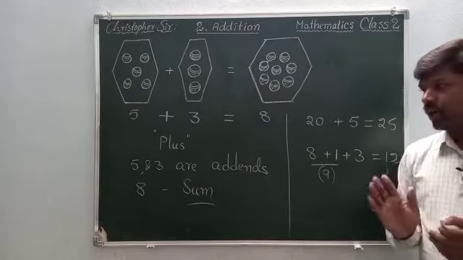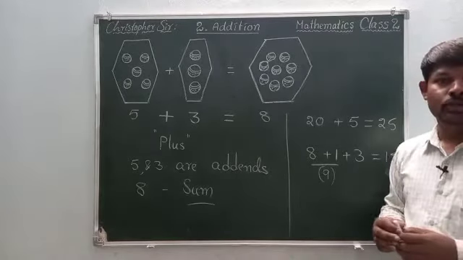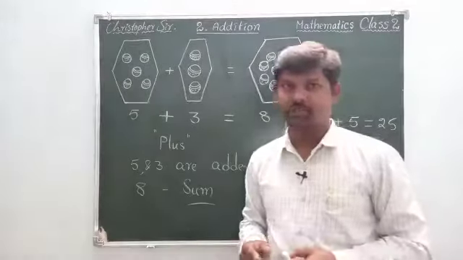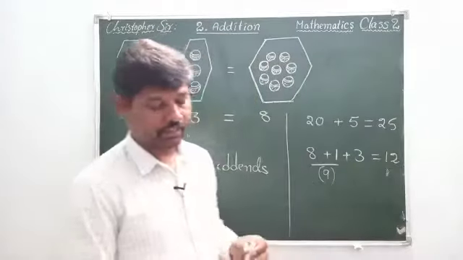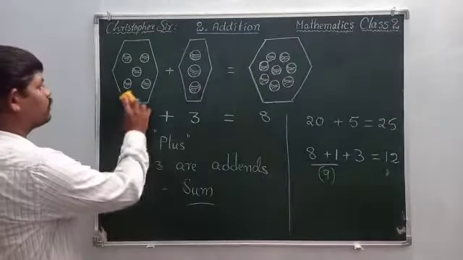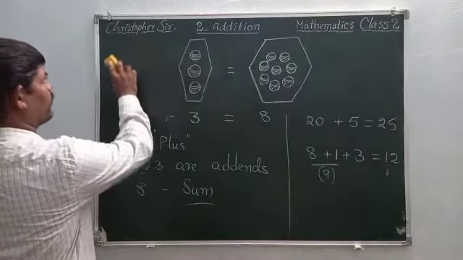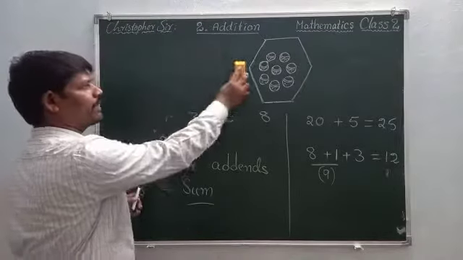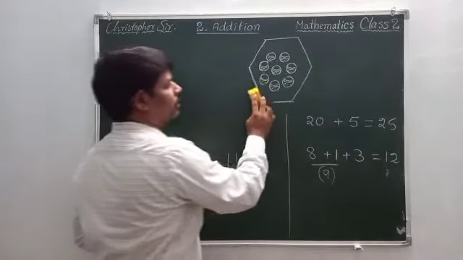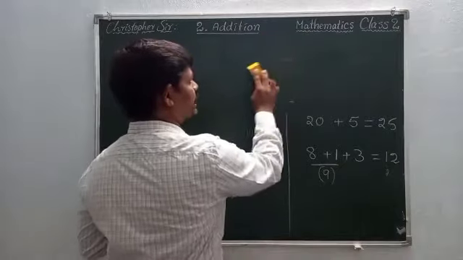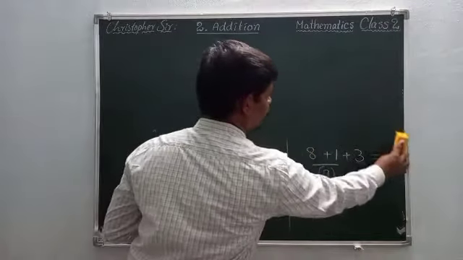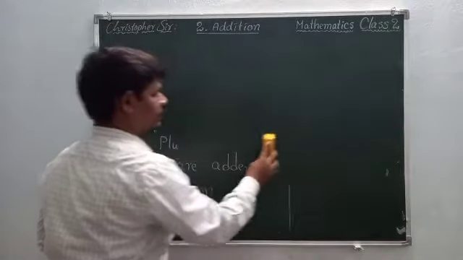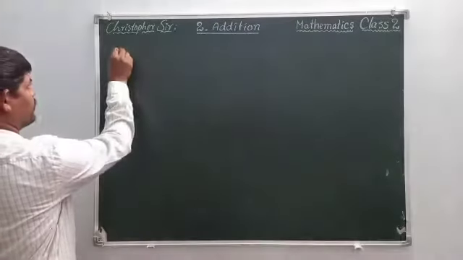Now let us discuss some properties of addition. Let us see what the properties of addition are. We have to know these properties. If you know these properties, you can do addition very easily. So what are those properties? Let us see. First one, property 1.